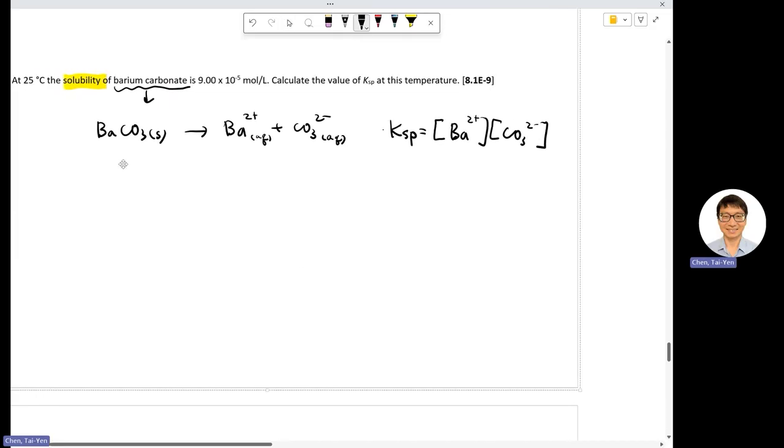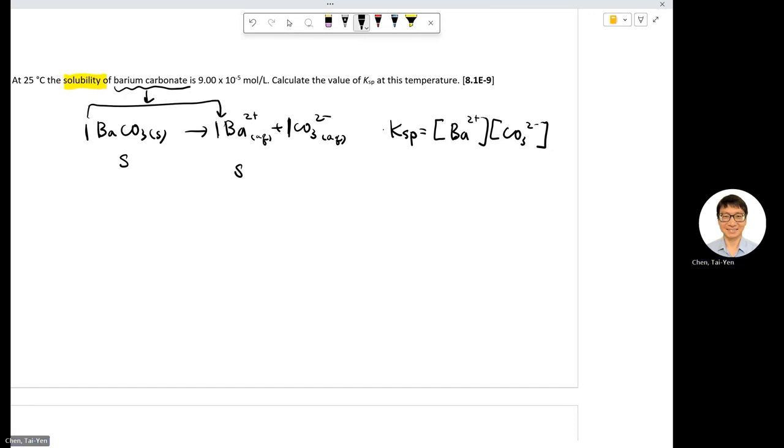And you want to know the solubility of this guy, right? That means how much of that will dissociate. Okay. So then you start to look at the coefficients. The coefficient, in this case, is 1 to 1, right? Therefore, you know the Ba2+ solubility will be S. The CO3 2- will be S, right? Therefore, you know your Ksp will simply equal S times S, which is S squared.